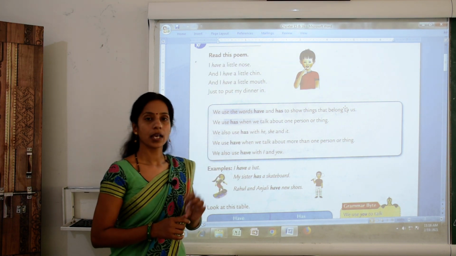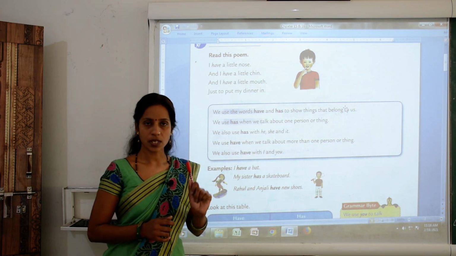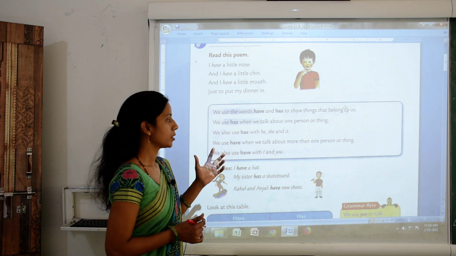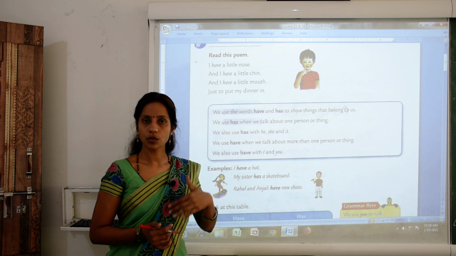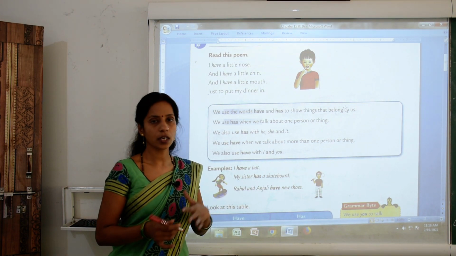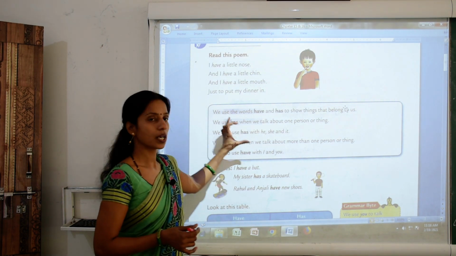For example, I have a pen. It means मेरे पास पेन है. I have a pen. So when we talk about things that belong to us, जब हमें बताना होता है कि हमारे पास क्या है और नहीं है, तब हम यूज़ करते हैं have and has का.